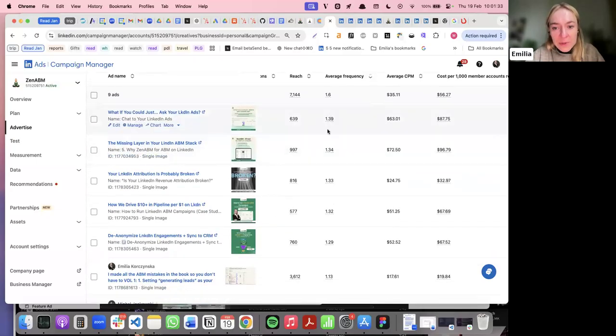Let's look at the average frequency, right? These ads still have an average frequency below 2, of course. We just launched them 2 days ago. But once you start hitting 2, 3 frequency and you're not seeing a good CTR, and you have a lot of impressions, it means that that creative is just not working. And you should pause it and replace it with another one.